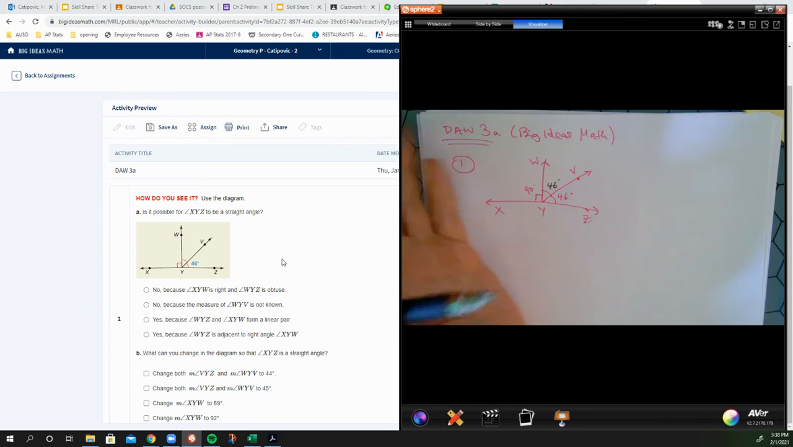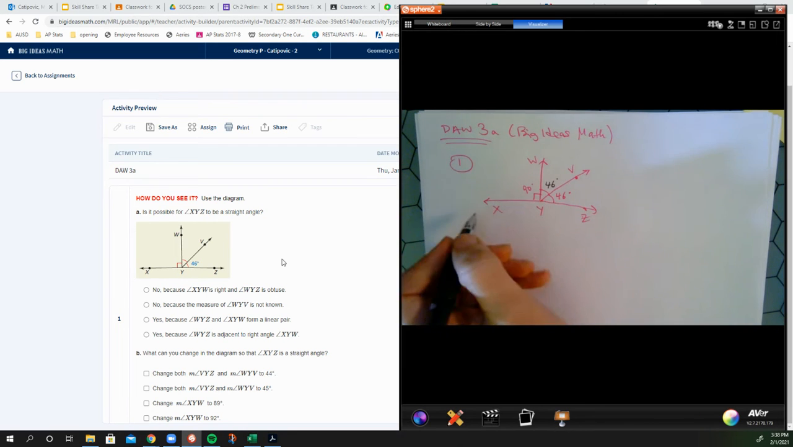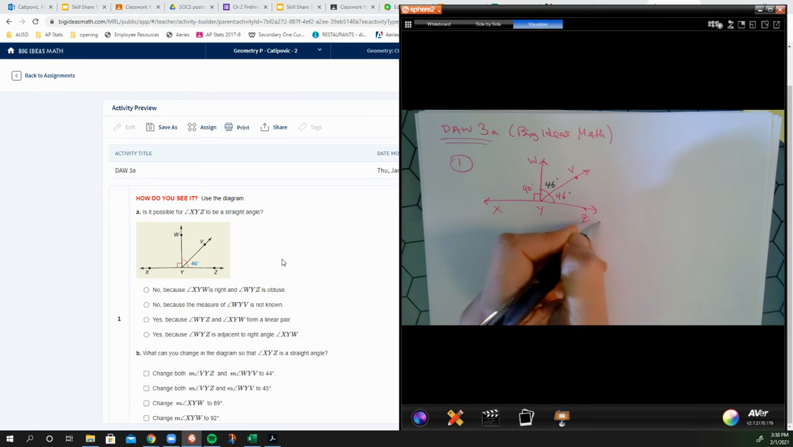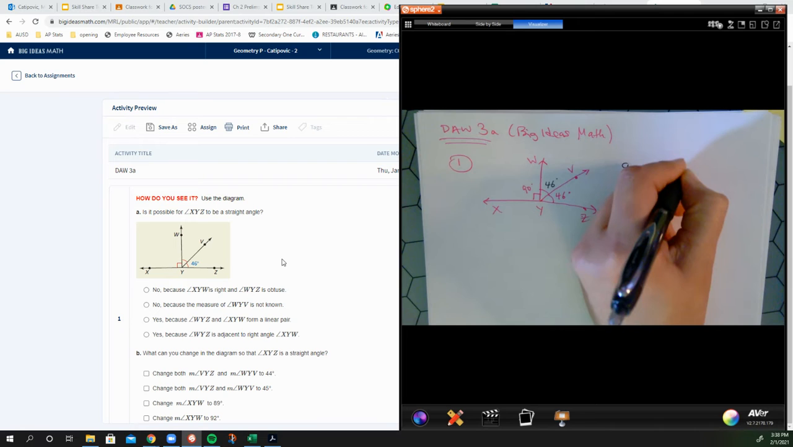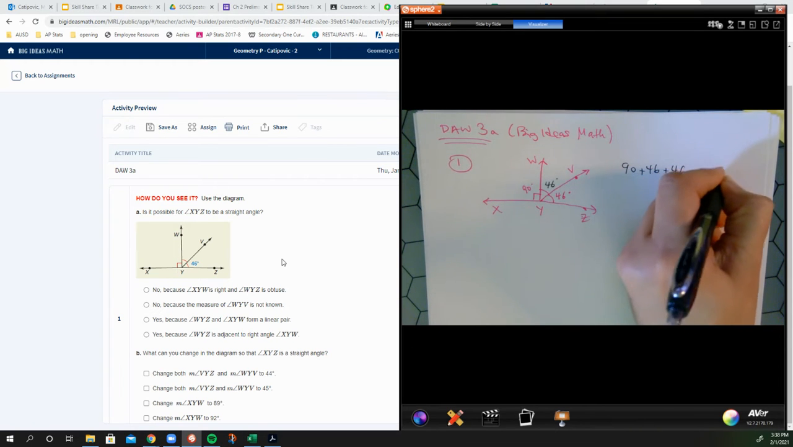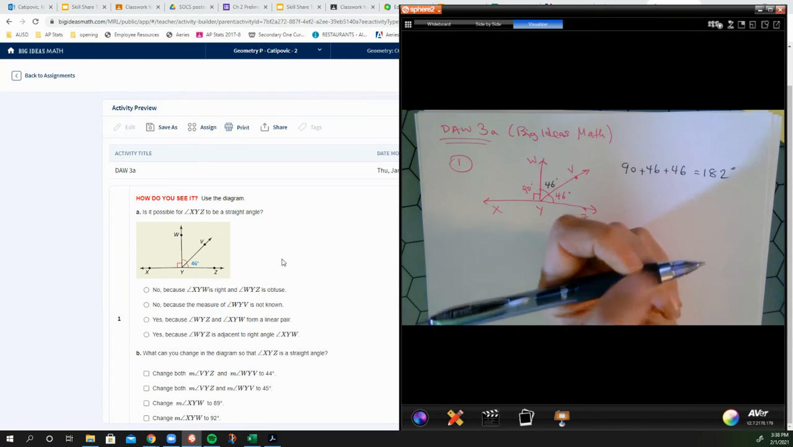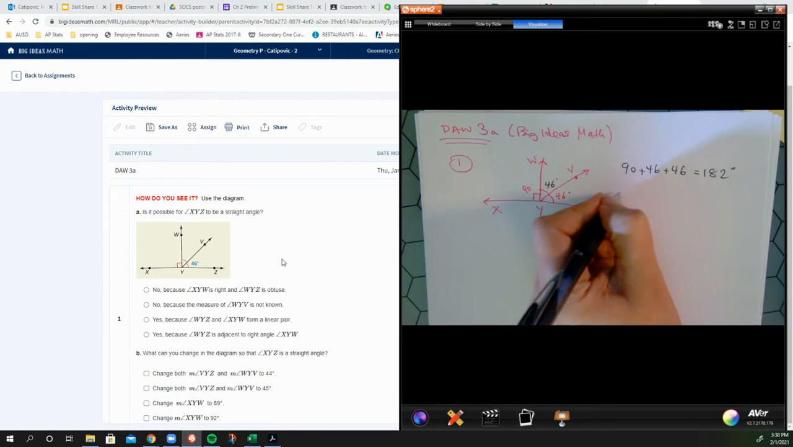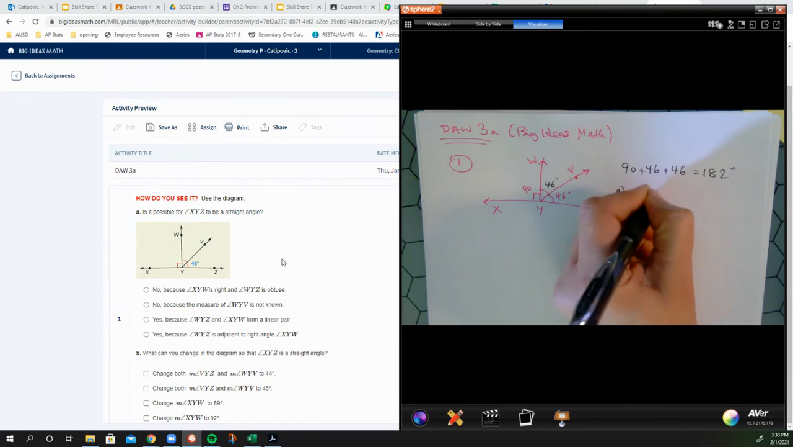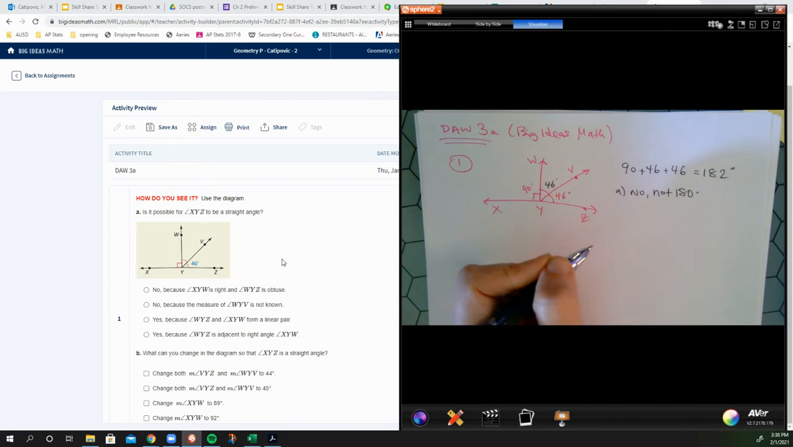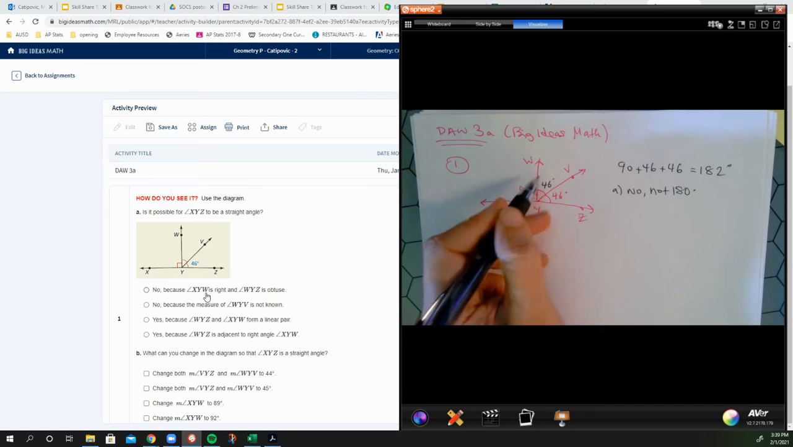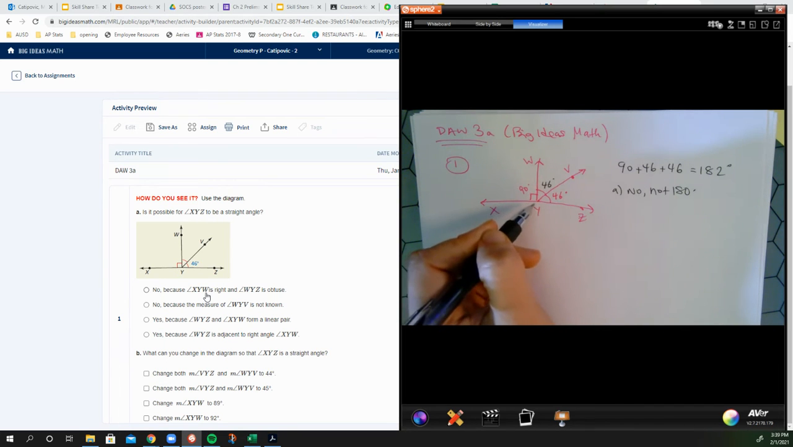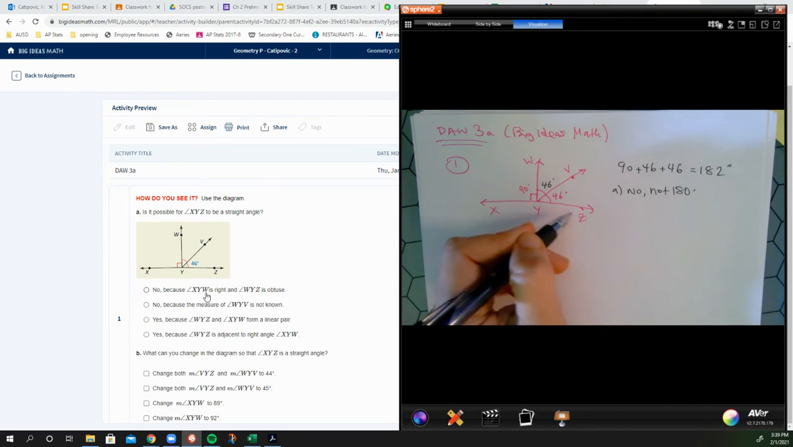So the question's asking, is it possible for this angle, the outside angle, this guy, to be a straight angle? I don't know if you can see this in the diagram, but it's actually bending outwards a little bit. If you add these, they add up to just a little bit more than 180. This is 182 degrees. So the answer to this is going to be no. No, not 180. And then there's only two choices for the no. It says no because this angle, angle XYW, is right, 90. And because angle WYZ is obtuse.